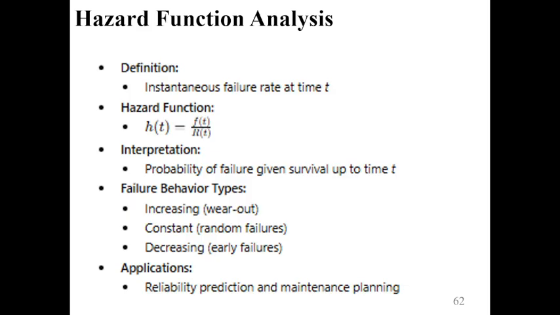For example, an increasing hazard function indicates wear-out failures, while a decreasing hazard function suggests early life failures, and a constant hazard function represents random failures. By analyzing the hazard function, you can better understand failure behavior and make informed decisions regarding maintenance, design improvements, and reliability predictions. We will see all of these in some examples later.